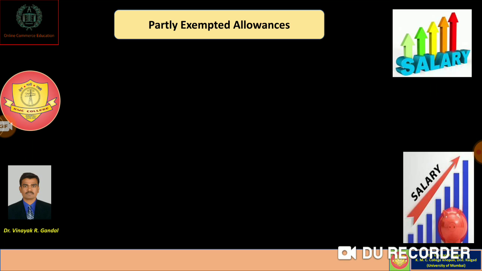Next partly exempt allowance is called helper or assistance allowance. It is the allowance a research scholar or research person normally gets from his employer for the expenditure made on his research assistant. According to the Income Tax Act 1961, whatever actual expenditure is made by the person for his assistants is exempted from tax, and the remaining portion is chargeable to tax as salary income.